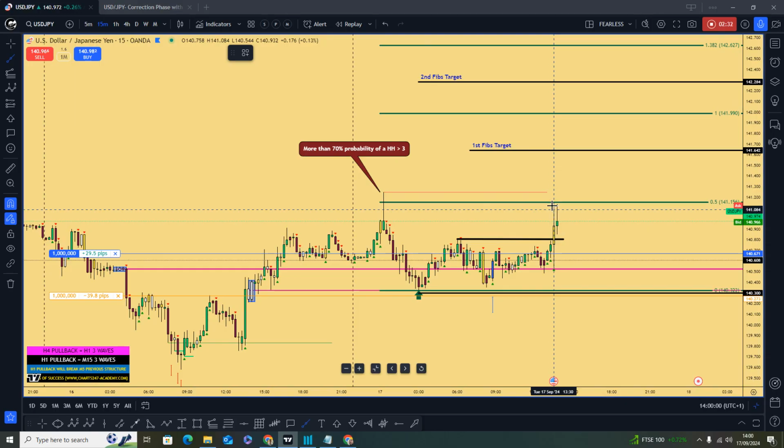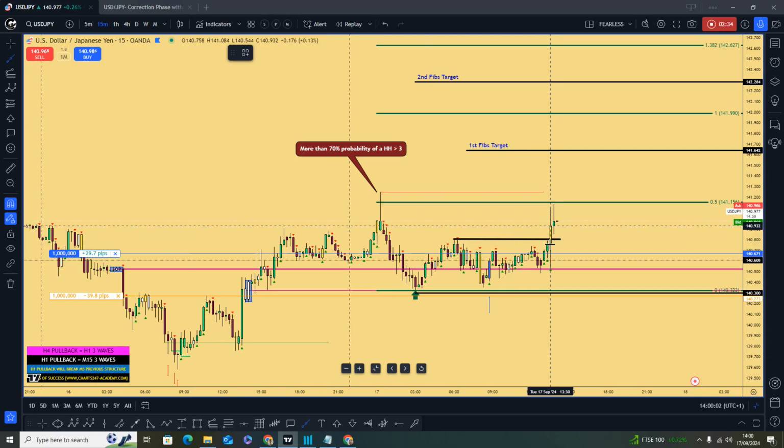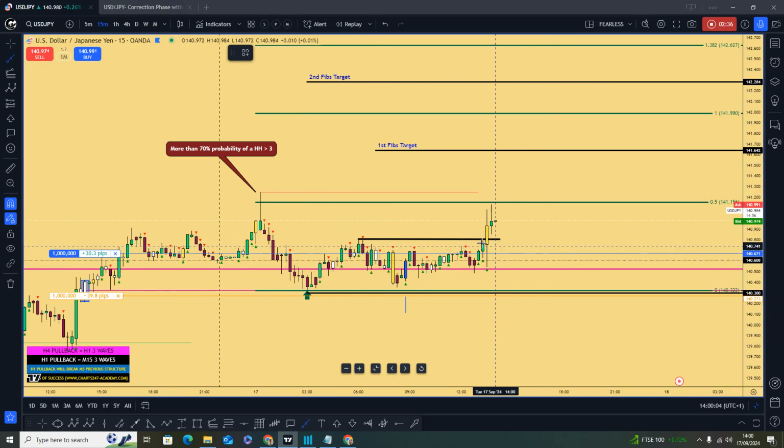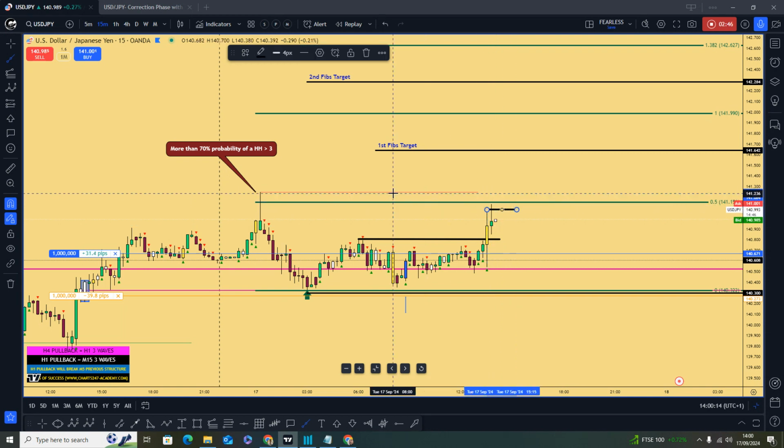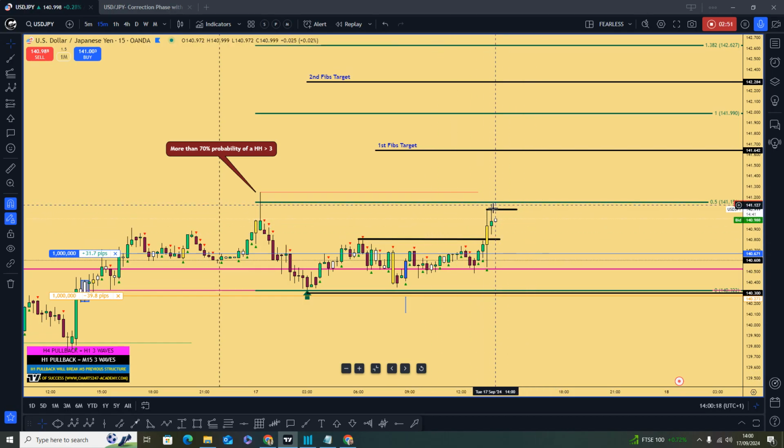What we want to see next, because we have an outside bar here, this news candle, is a close above it. We've traded above it, but we closed lower. So we need to trade above this candle. What that means is we are now safely after the outside bar.